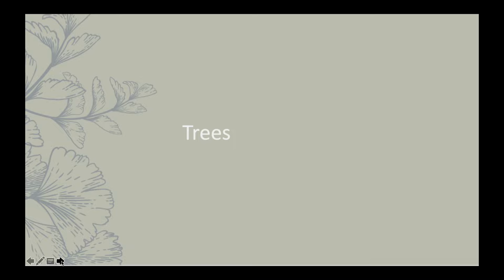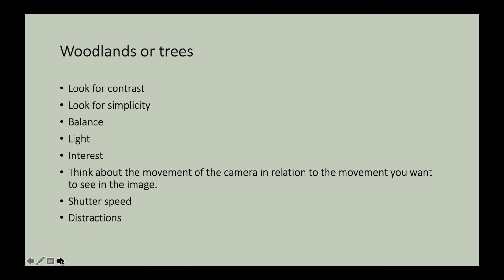So moving on to trees, woodlands or trees, look for contrasts. Try and keep it simple, look for simplicity because it makes an easier composition. Think about balancing your image just the same as you would with any image, not just ICM. Light can make a big difference, so we're not just talking sunlight, we're talking directional light as well. Think about the point of interest within your image. That's normally the point that you will focus on when you're starting your ICM.